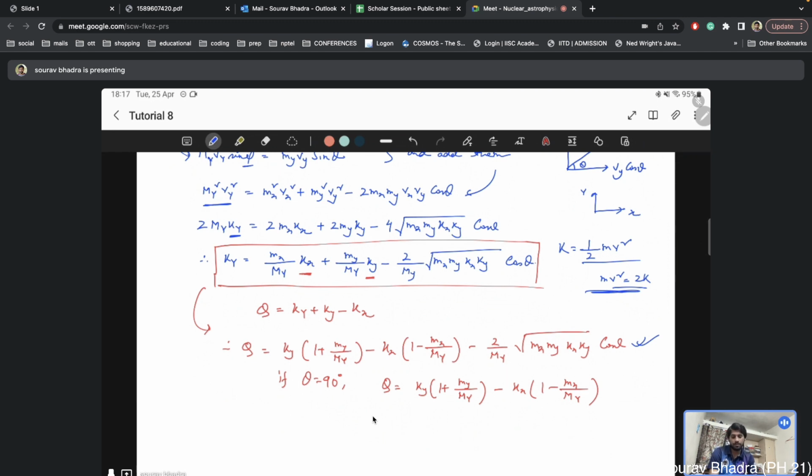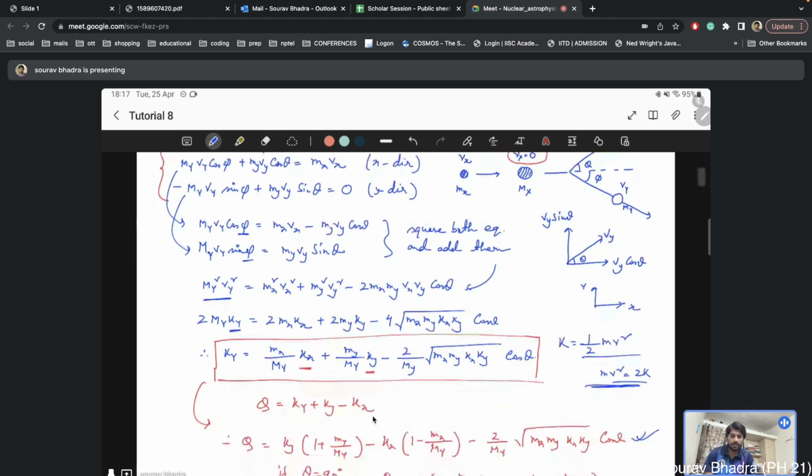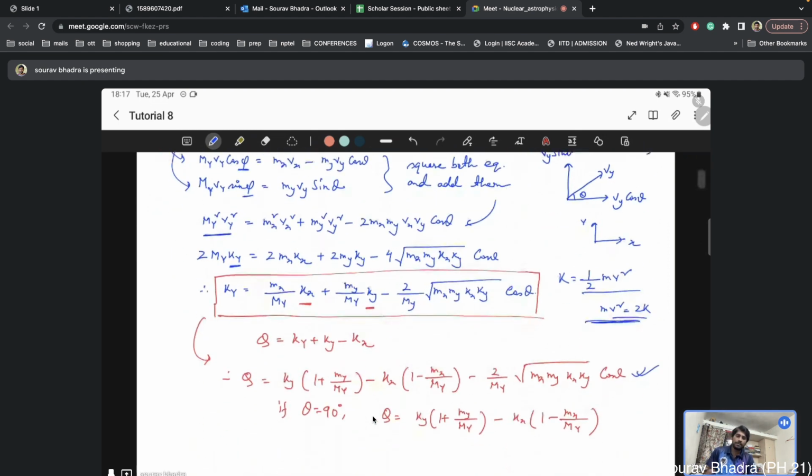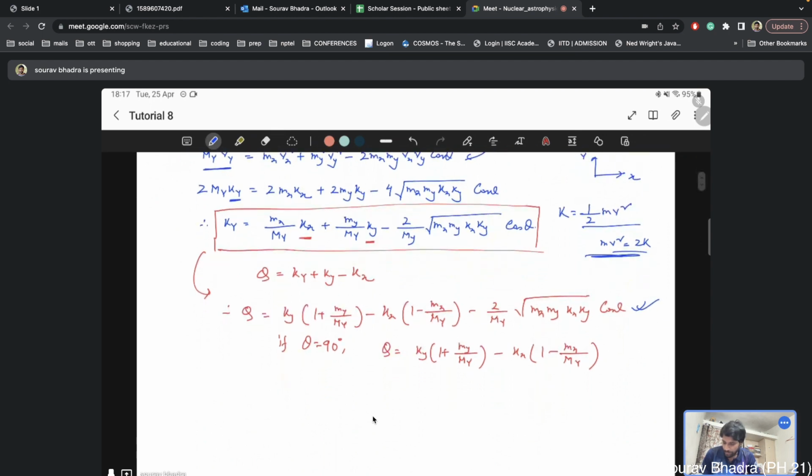At first, from the momentum conservation equations, these two equations, I have calculated the kinetic energy of capital Y, and then I have replaced that capital Y in terms of Q. That is what I have done till now. Okay, now just a second. Yeah, now consider this equation. This is now our equation which we have got.